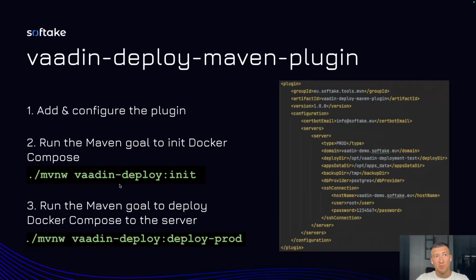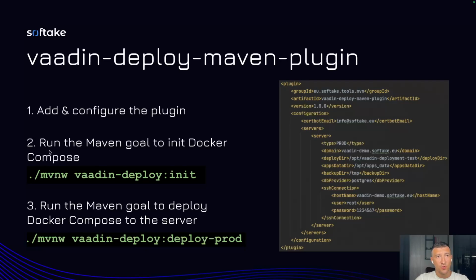Now, let me elaborate on the required steps to deploy a Vaadin application to a Linux server. Actually, all you need is to follow these three simple steps. The first one is to add the Maven plugin to the project and configure it properly as shown on the slide. The details of configuration properties can be found in our GitHub repository, the link to which I will share at the end of the presentation.